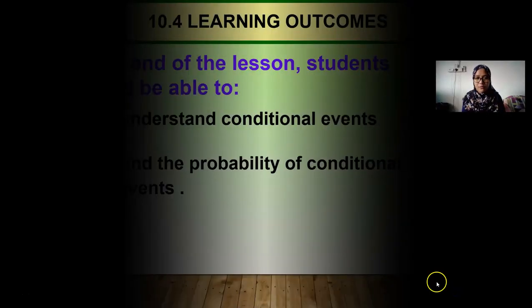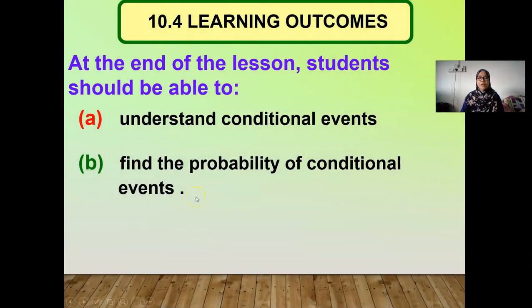10.4, this is the learning outcomes. Students should be able to, the first one is to understand what is a conditional event. Number two is to find the probability of conditional events. Conditional is the event that happens with a condition.